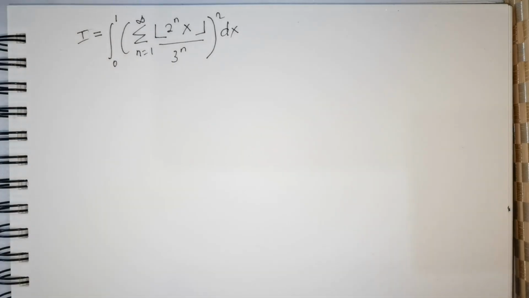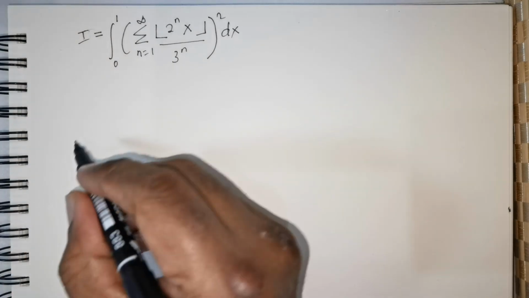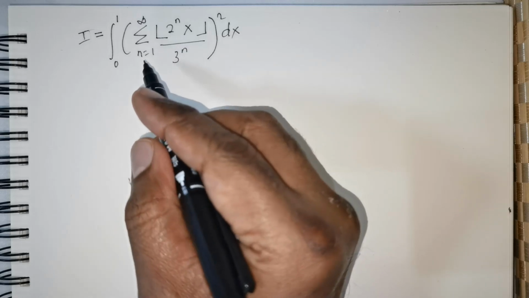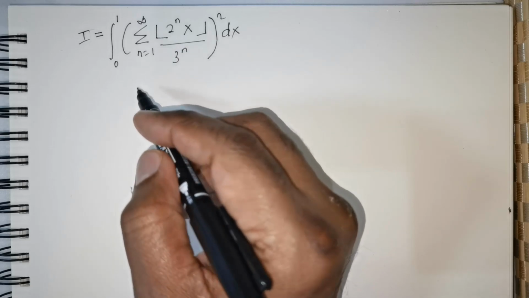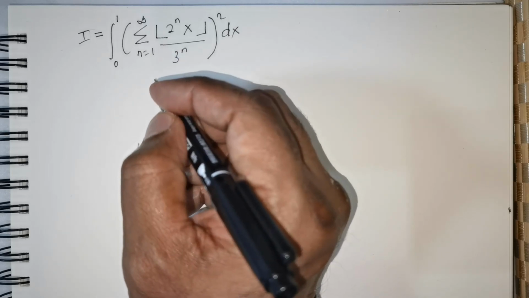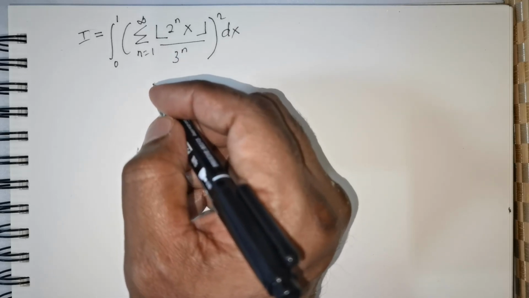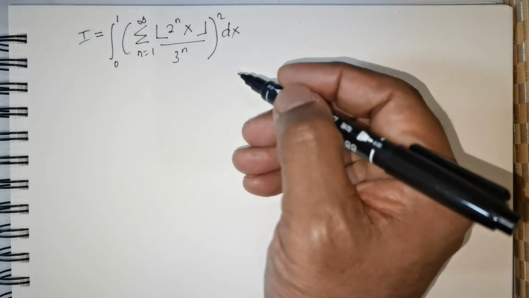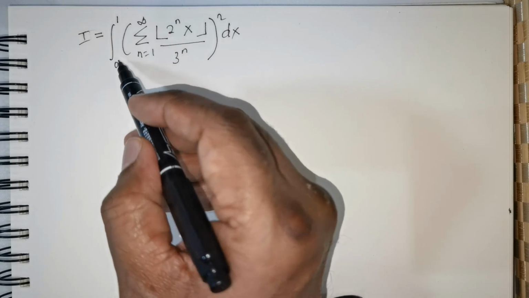Good day, everybody. This is the MIT Integration Bee 2023 finals question. This is the last question that was actually given to the contestants, and let us see how to solve this question. Now, this is what is being given.